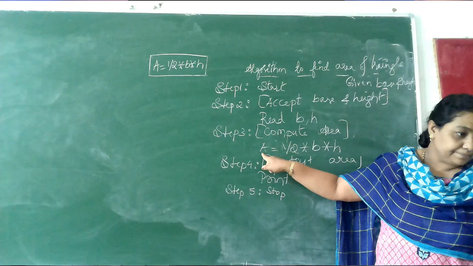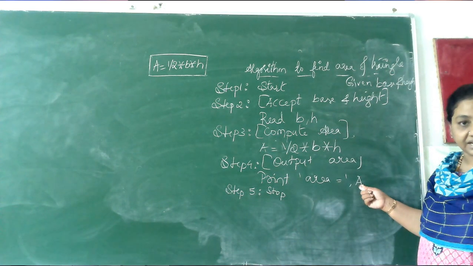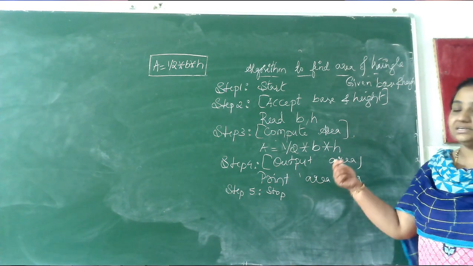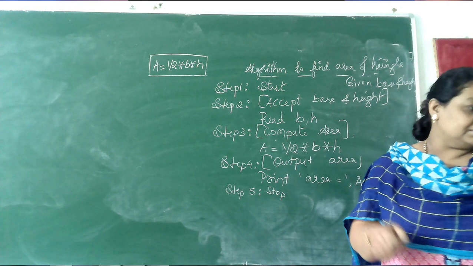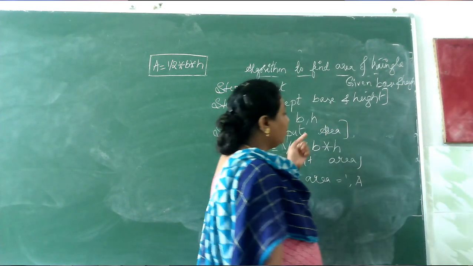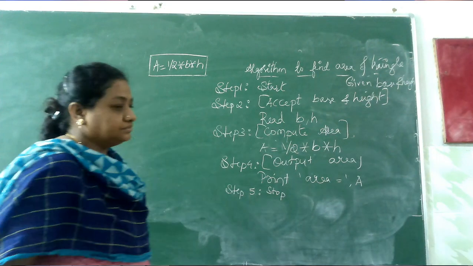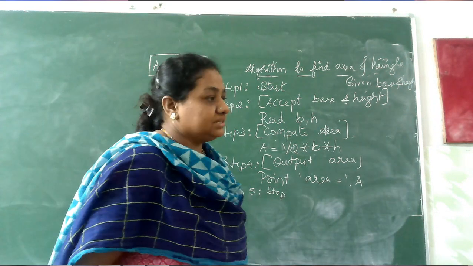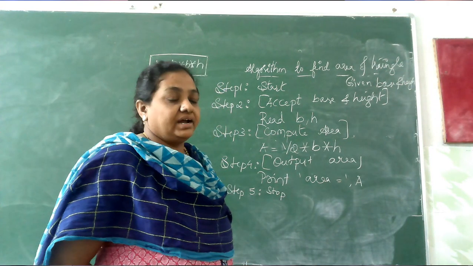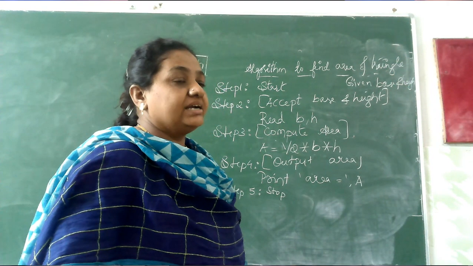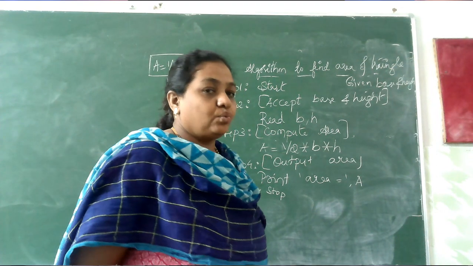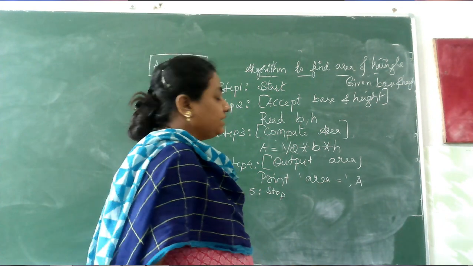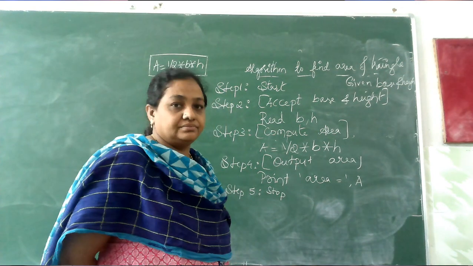Now, the question asked is: algorithm to find the area of triangle given base and height. That means we need to calculate the area by using base and height. So when base and height is given, area calculation is half into base into height. When you have to calculate area, first we require base and height. After accepting base and height, then we will calculate.